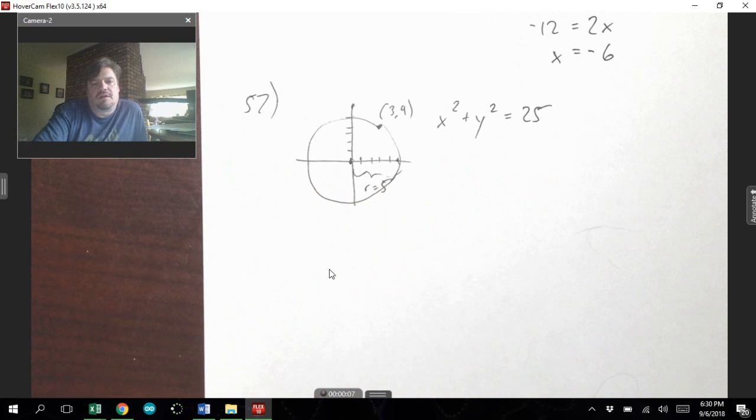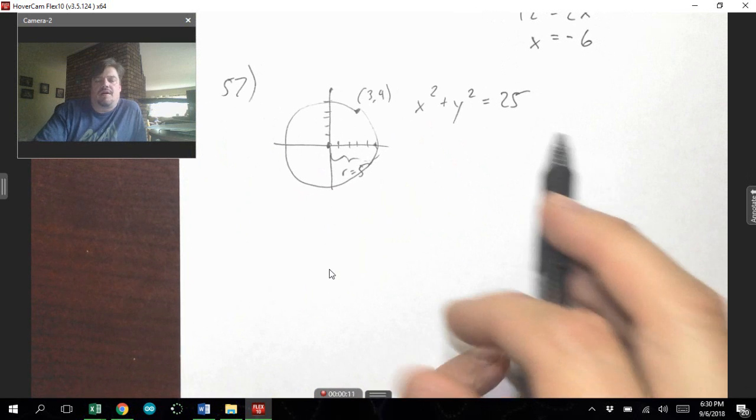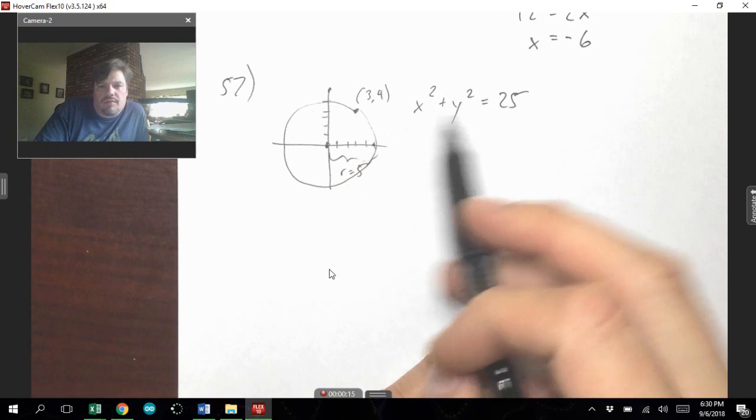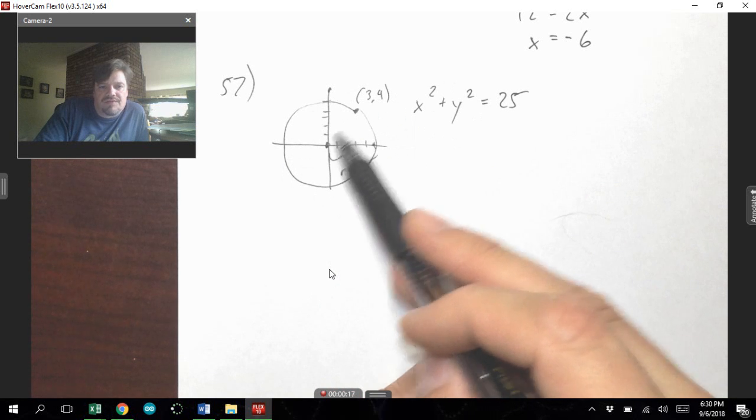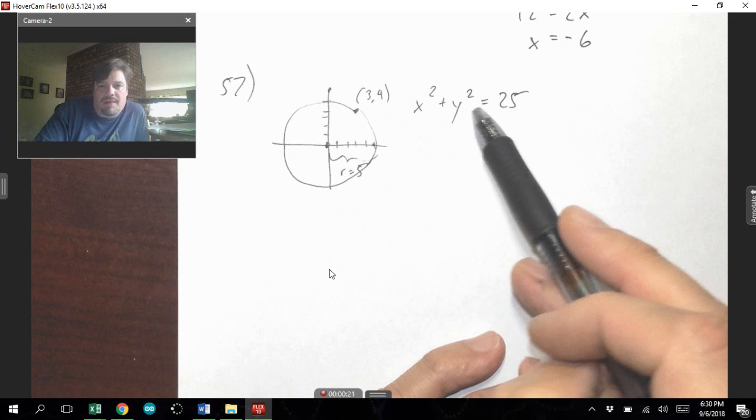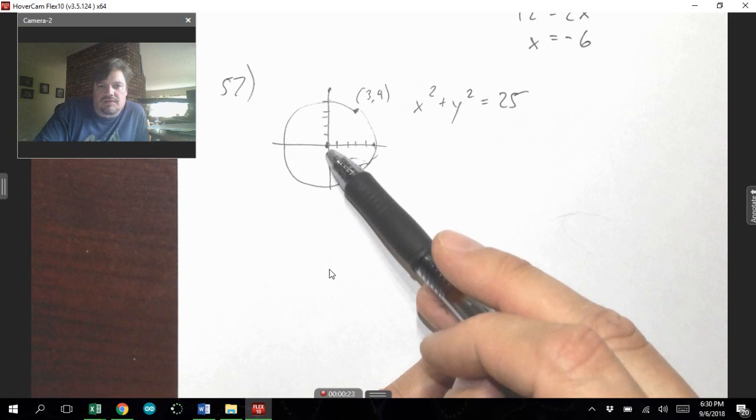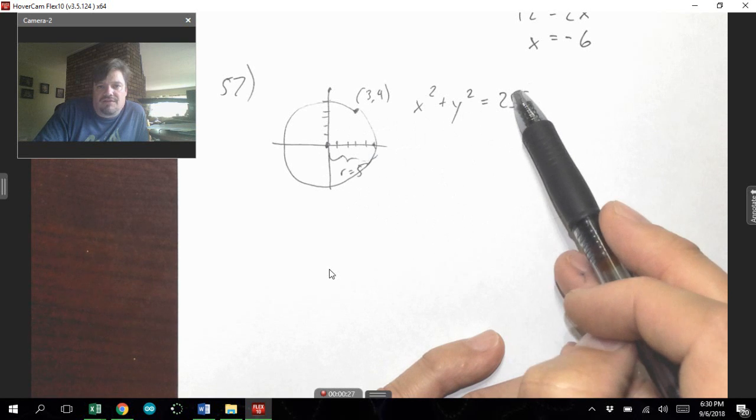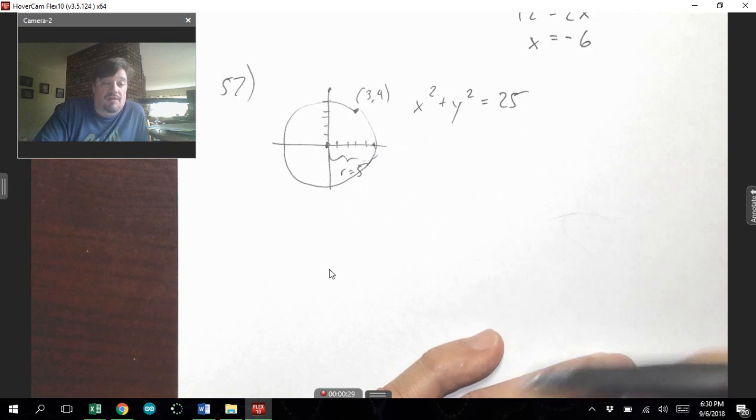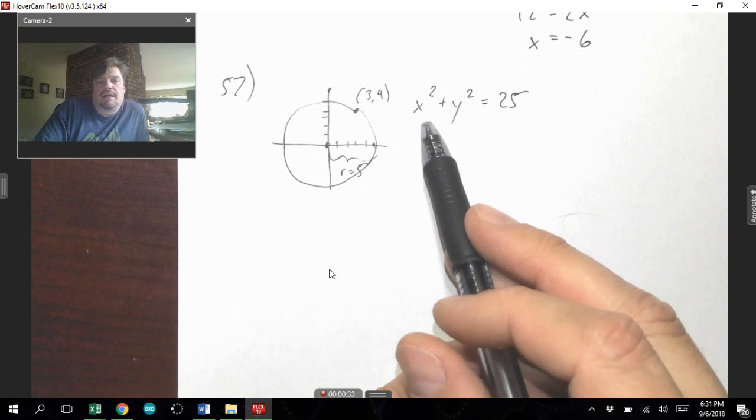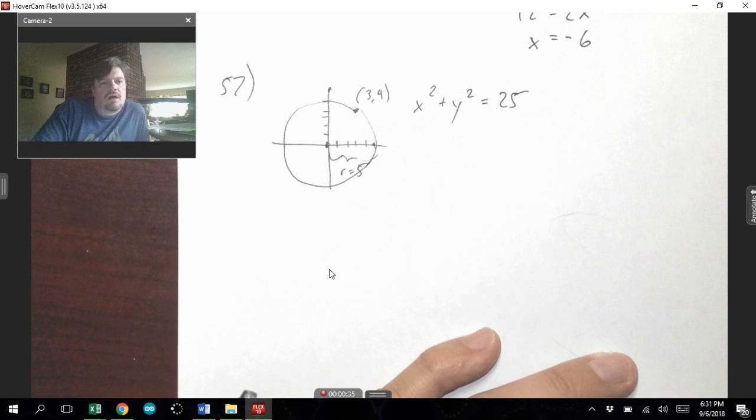57 involves a tangent line. Okay, so I drew the picture here. And if you remember from pre-cal, this is the equation of a circle with a radius of 5 and a center of 0. So this is x minus 0 quantity squared plus y minus 0 quantity squared. So there's our center. The radius is 5, so we do 5 squared here for the r. Alright, so this is our equation, and it's not going to help us.